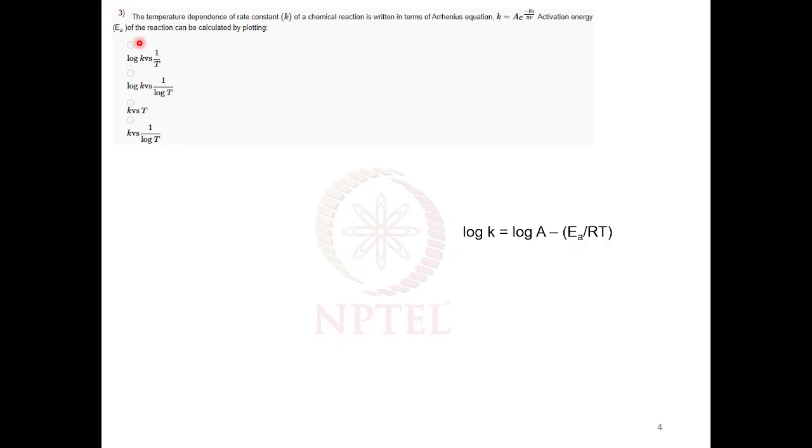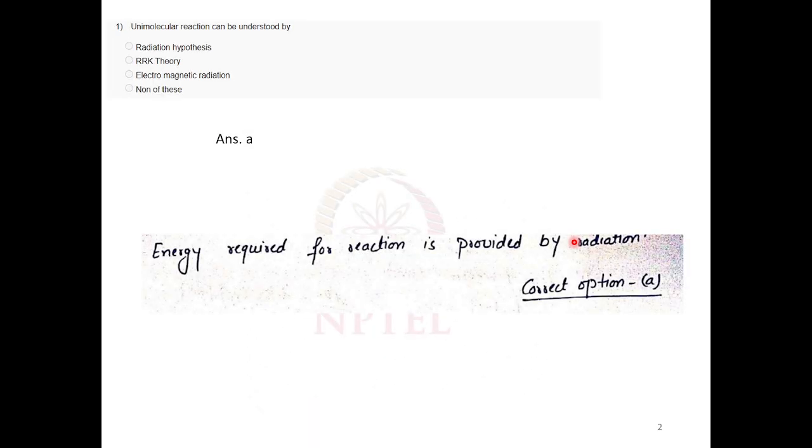Now, if you look at this value, log k1, so A is the answer. Now, if you look at the first question, how the reaction happens, what is the activation for the reaction? Here it is radiation, right? Apart from radiation, light can also do it. So light is a radiation, right? By light also one can do the reaction.